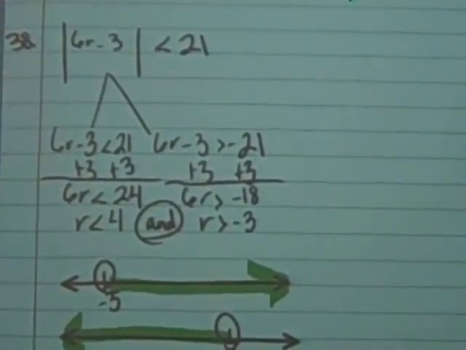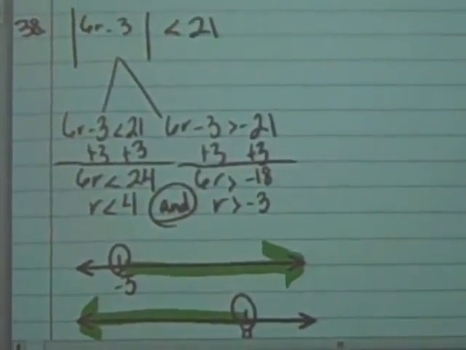Once we have that, we can solve by adding 3 to both sides. So we get 6r is less than 24 and 6r is greater than -18. Now we can divide through by 6, and we conclude that r is less than 4 and r is greater than -3, and we can do our number line.